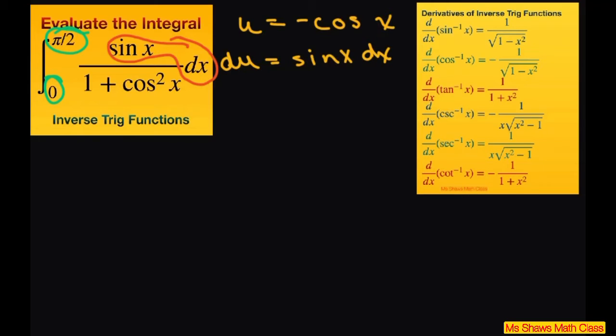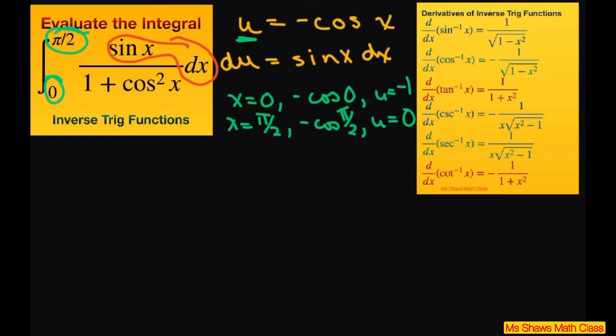So if x is 0, we have negative cosine of 0. And cosine of 0 is 1. So that would mean u would equal negative 1. And then if x is pi divided by 2, that's going to be negative cosine of pi divided by 2. So that means your u is going to be 0, because cosine of pi divided by 2 is 0. So now let's change our limits from negative 1 to 0.